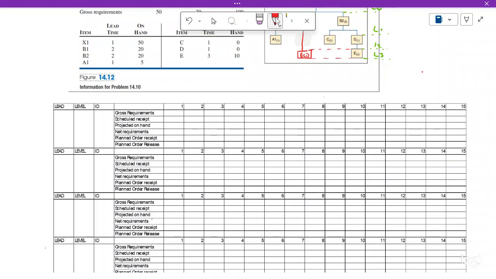All right. So now we have X1, which has a lead time of 1. X1 level 0, on hand 50.